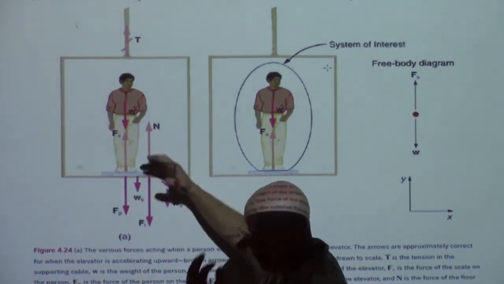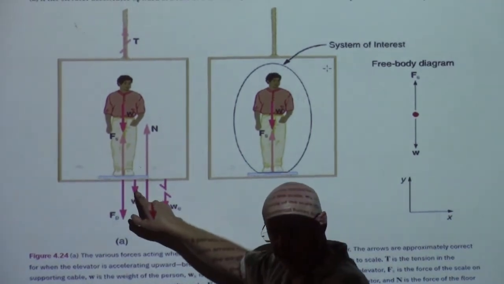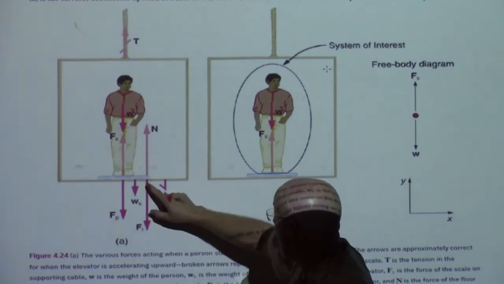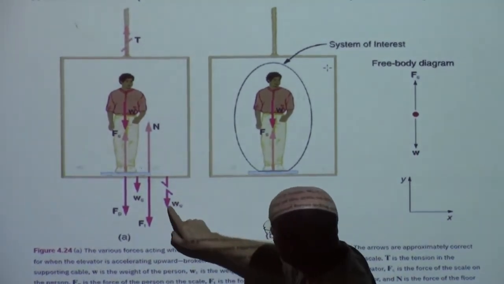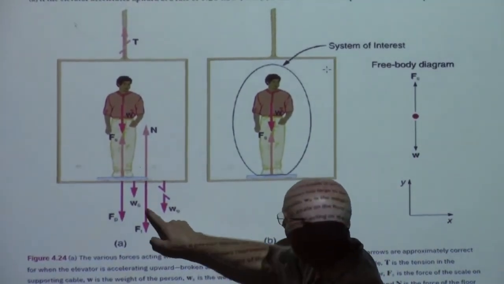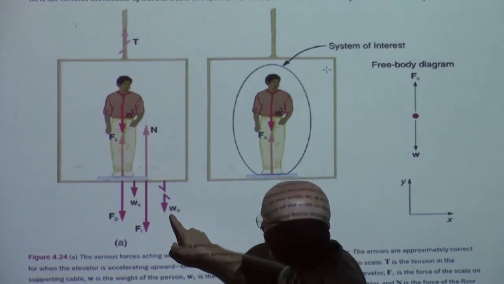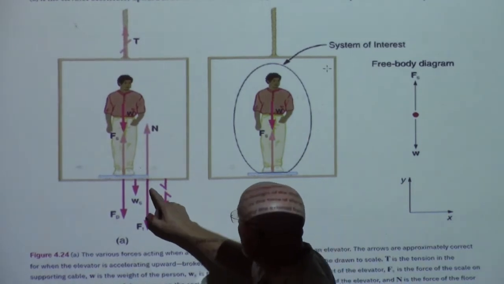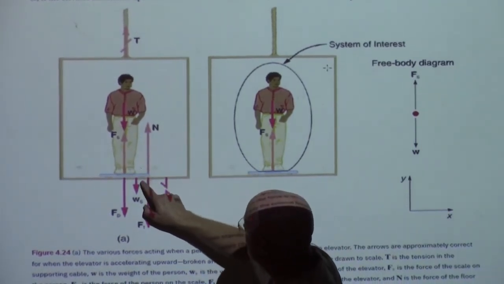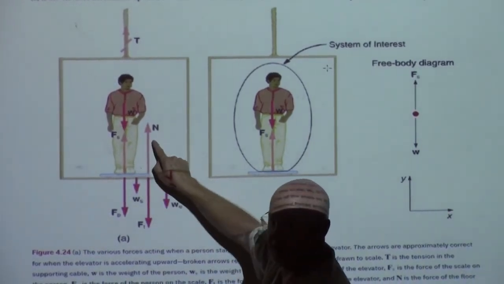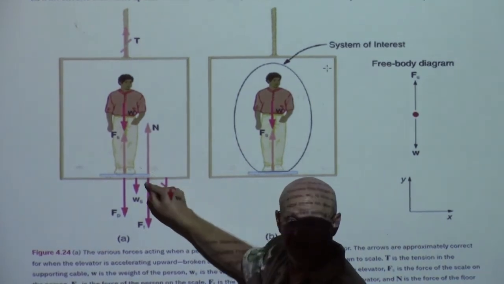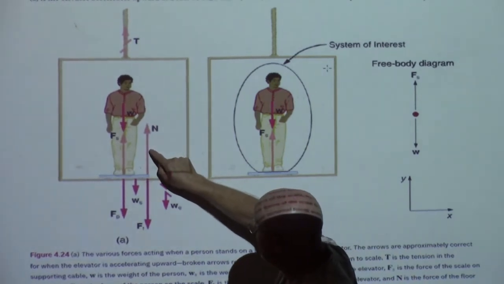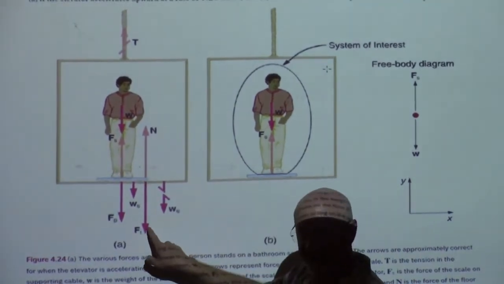Notice then that the scale is being pulled down by gravity, so there's another force being pulled down by gravity. It's the weight of the scale. Notice that the elevator then is also being pulled down by gravity, so there's a weight of the elevator. But then we have here the elevator pushing up on the scale, so there is a normal force. So if the elevator is pushing up on the scale, this normal force here, then the third law says there would be the scale pushing back on the elevator.